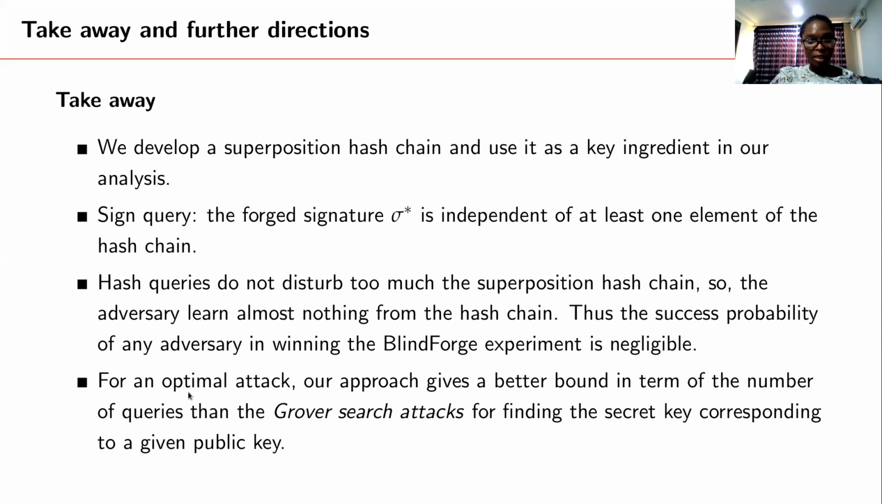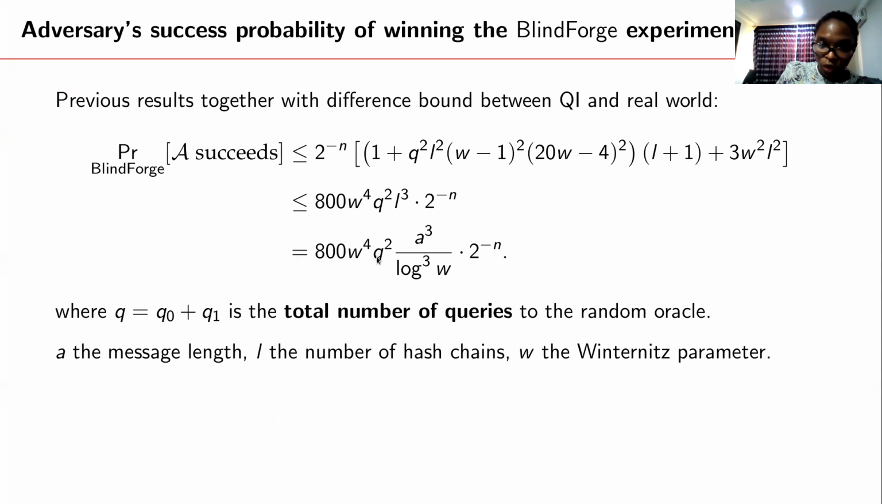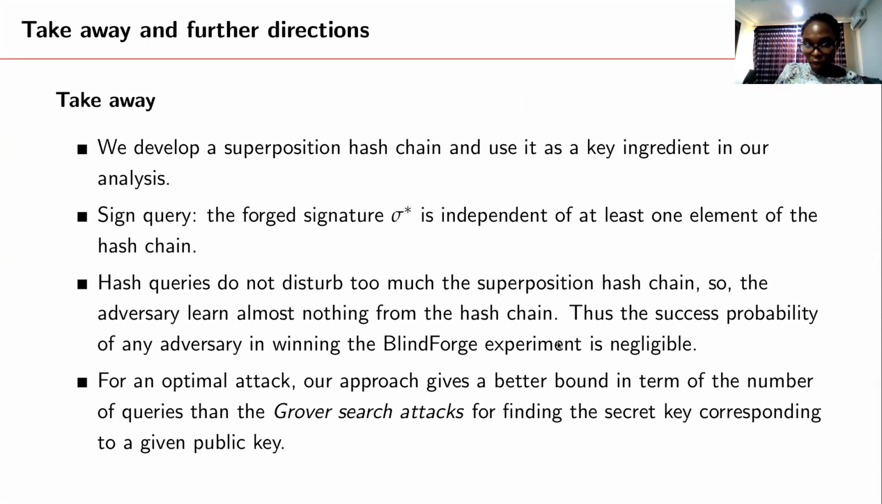And this one is a sort of comparison. It's not in the talk, but it's a comparison of our bound with a Grover search algorithm for finding the secret key corresponding to the public key. Our analysis gives a better bound if we want to extract the number of queries, and then we compare to the number of queries we have to make to a Grover search algorithm. We were able to find that our approach gives a better bound in terms of the number of queries.